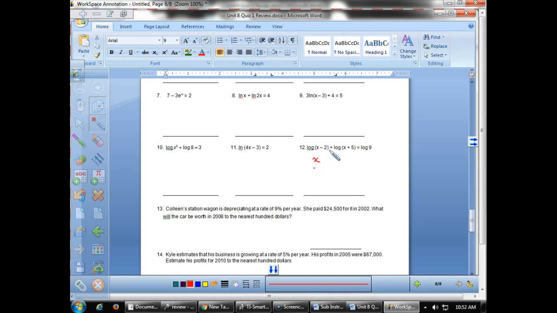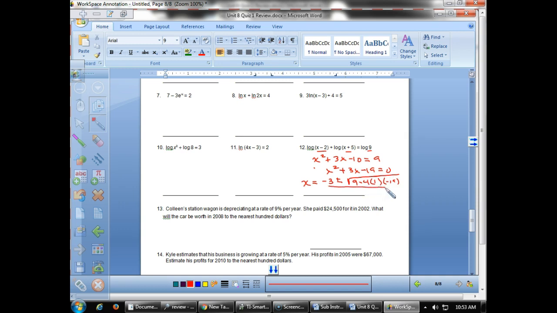So basically, I'm going to multiply this by this and set it equal to 9. So multiplying, I've got x squared, 5x minus 2x is 3x, minus 10 equals 9. So I'm going to subtract the 9 over. X squared plus 3x minus 19 equals 0. And that's not going to factor, so yes, I'd have to do the quadratic formula. So x is going to be equal to negative 3 plus and minus the square root of 3 squared, which is 9, minus 4 times a times c.